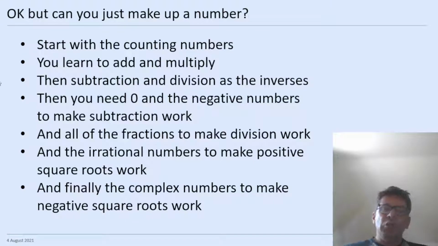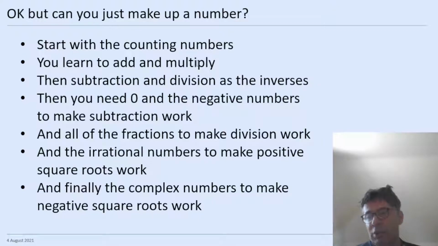Okay, but can you just make up a number? I mean, we've just made up the imaginary numbers. Can you do that? Well, this is the way to think about it. We start with the counting numbers, right? So let's just say we're farmers and we're looking after sheep. We start with the counting numbers. I've got 9 sheep. Then one of them has babies. We've got 11 sheep. And then we learn to add. So you might say, well, 9 plus 2, 9 sheep plus 2 sheep, that's 11 sheep. So you're learning to add.